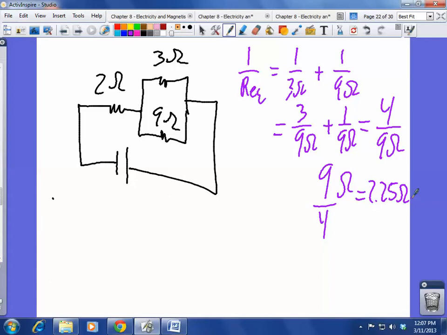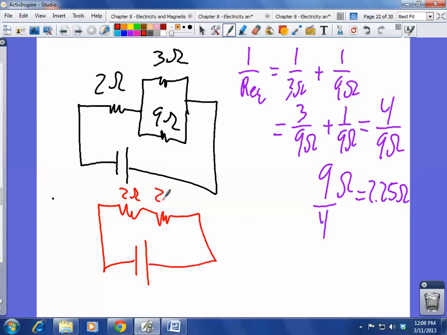So what this means is that we could actually redraw this circuit. We could redraw this and just say this is the same as having a 2 ohm resistor in series with a 2.25 ohm resistor.